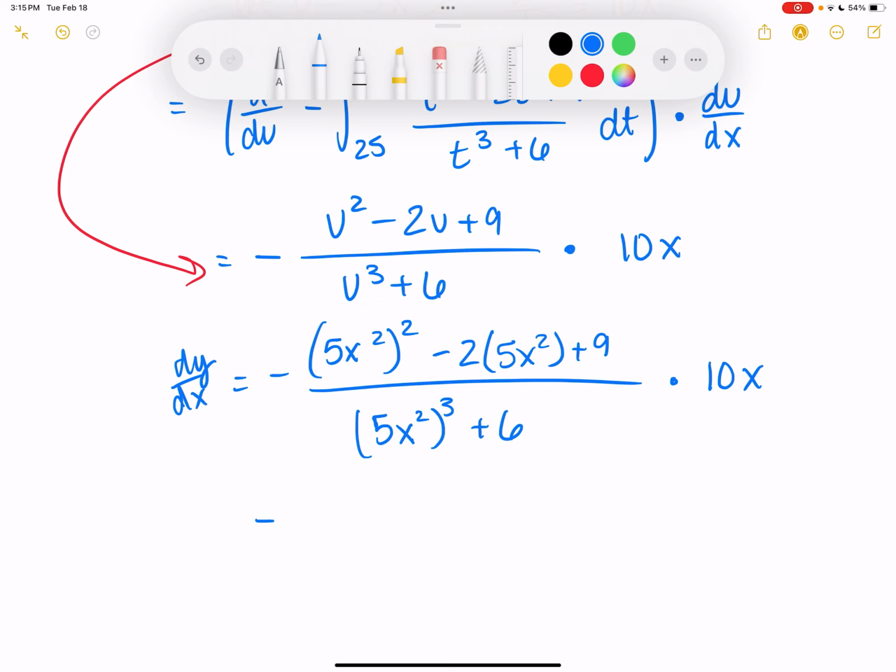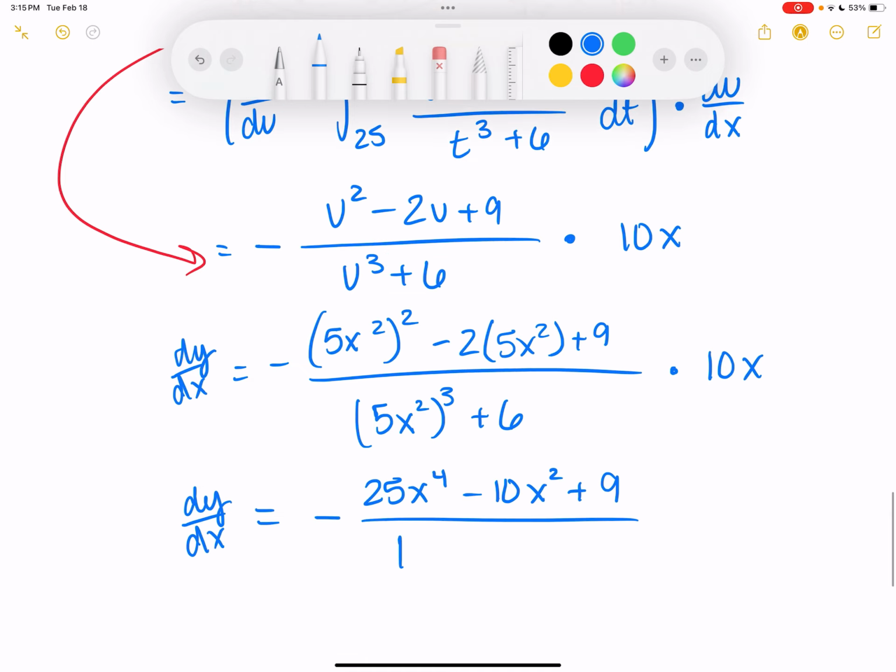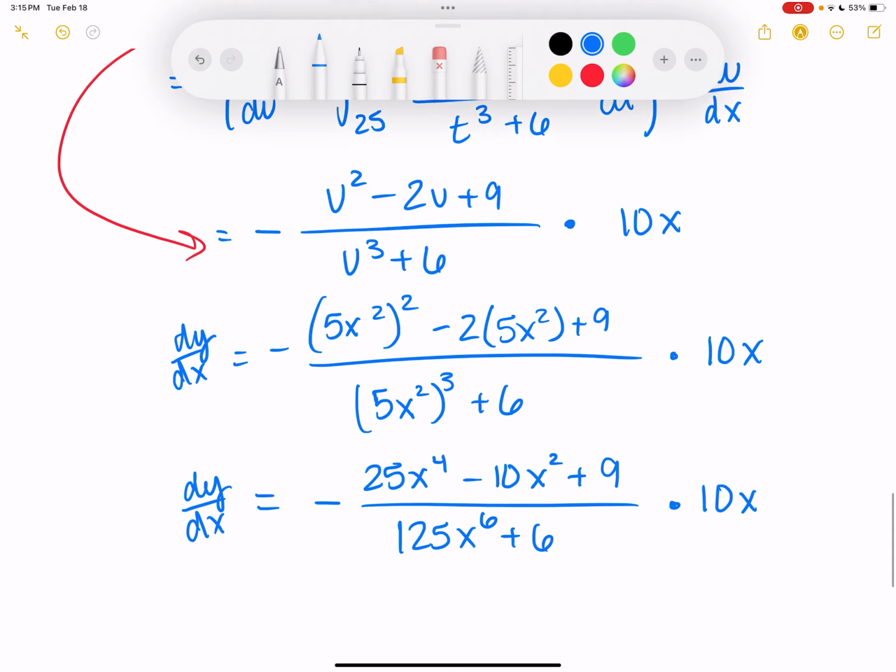So then on top, that's, let's see, negative, and then we've got 25x to the fourth minus 10x squared plus 9 over, is that 125? 5 cubed is 125, right? Yes. 125x to the sixth plus 6 times 10x. Then I just need to multiply that 10x through on top.